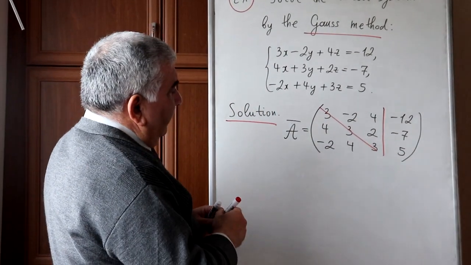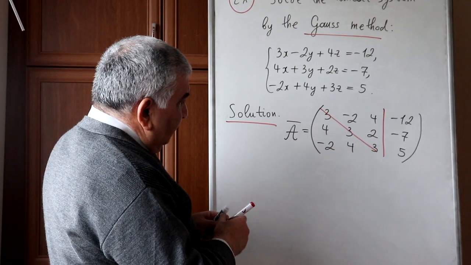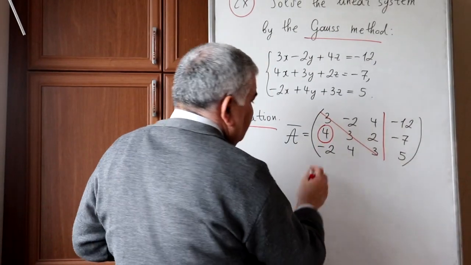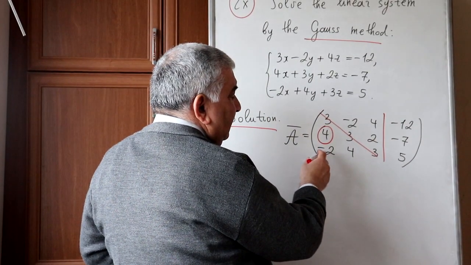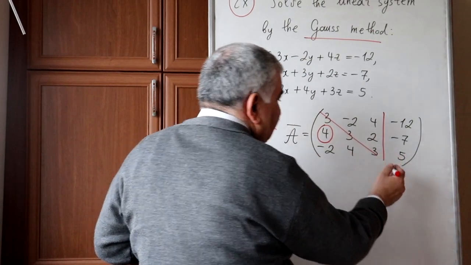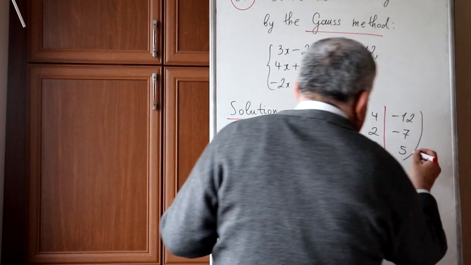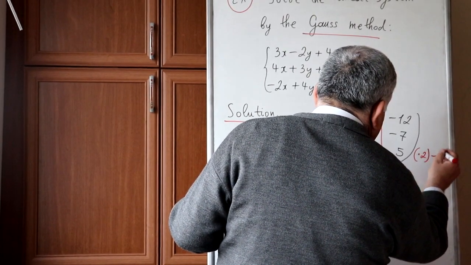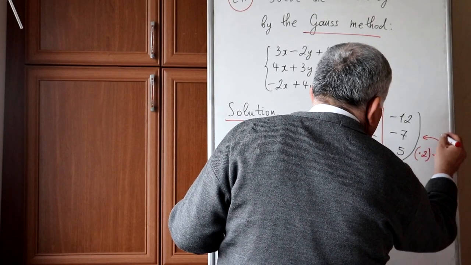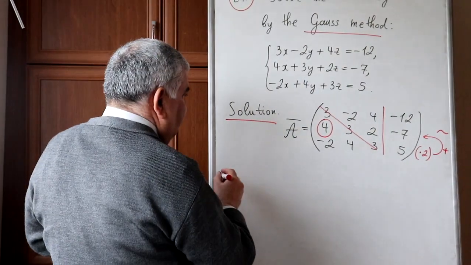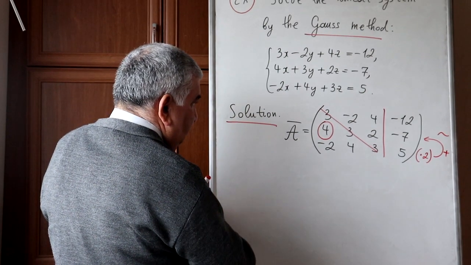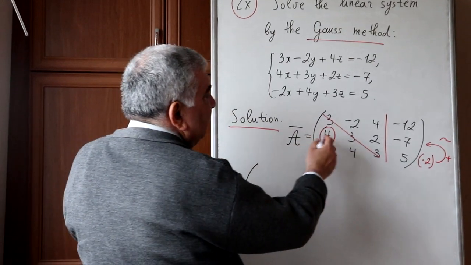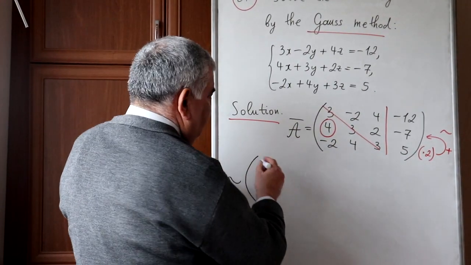First, we can transform the element 4 into 0. For this, multiply the third row by 2 and add it to the second row. It is equivalent. Here only the second row will be changed.